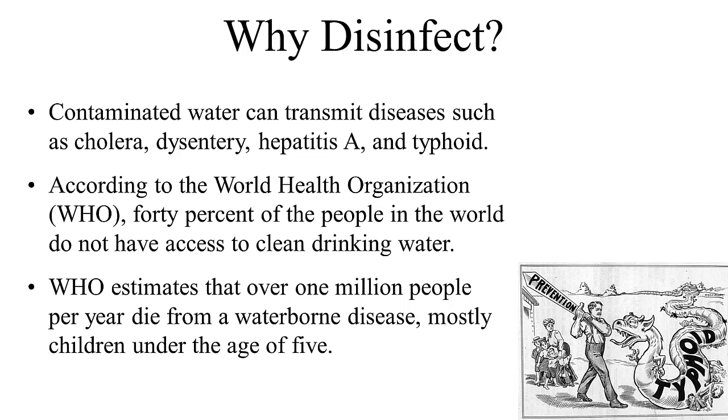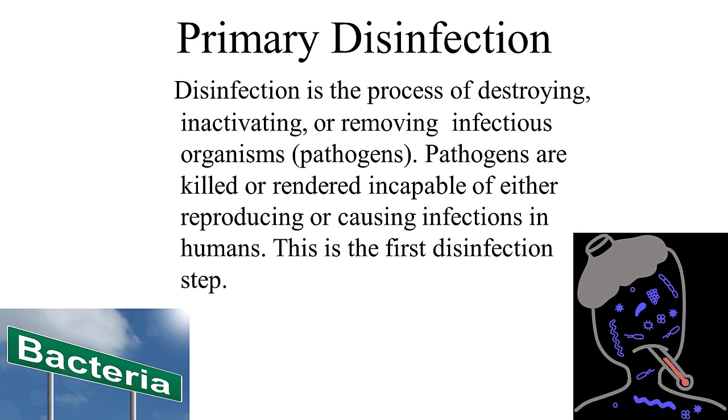Contaminated water can transmit numerous diseases, including cholera, dysentery, hepatitis A, and typhoid. The World Health Organization estimates that over 1 million people die each year from waterborne disease. The majority are children under the age of 5. To prevent these diseases, it is important to properly disinfect the water. Primary disinfection ensures that pathogens, which are disease-causing organisms, are destroyed, inactivated, or removed to prevent infections.